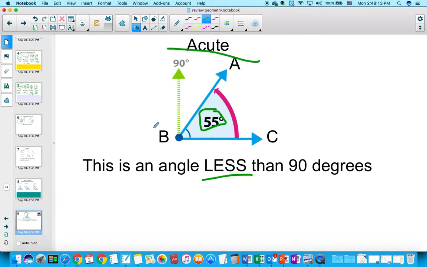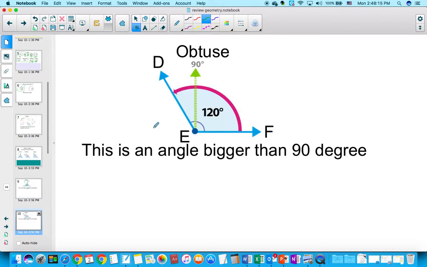You have an acute angle. An obtuse angle is an angle bigger than 90 degrees. So if we have this line and the amount of turn, for example, in this one is 120, then you have an obtuse angle because it goes past 90 degrees.